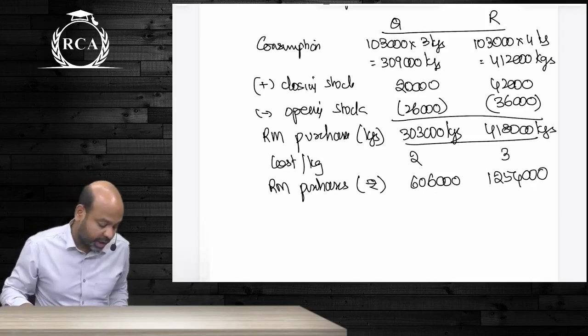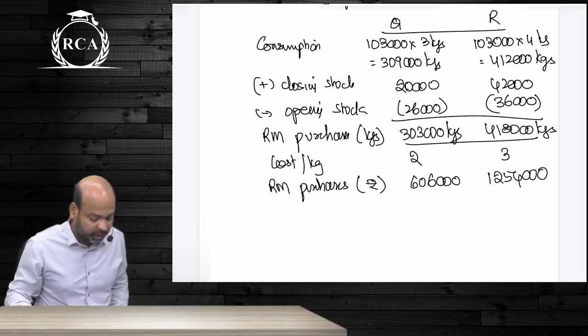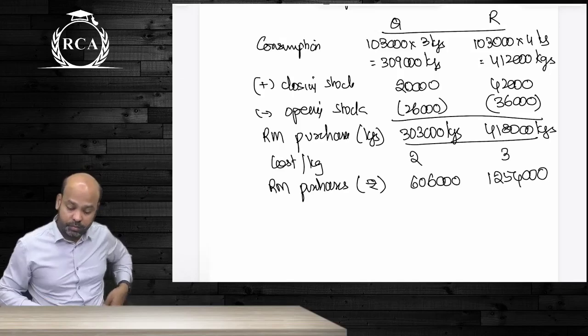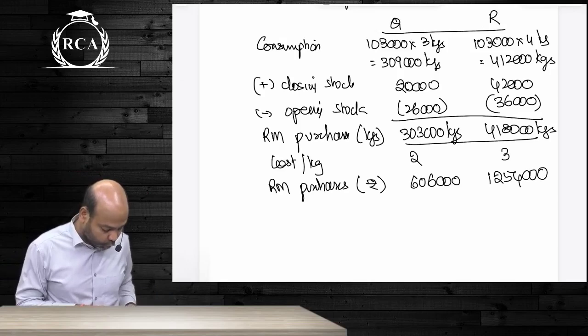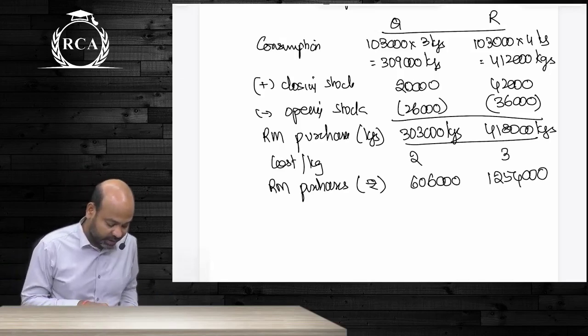Raw material R का ही asked in kgs, but Q का ही asked in rupees. R का quantity beta is 4,18,000 kgs beta, and Q का quantity as such guys is 6,06,000 rupees.